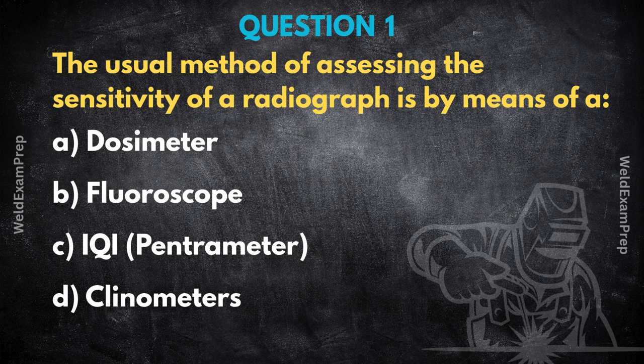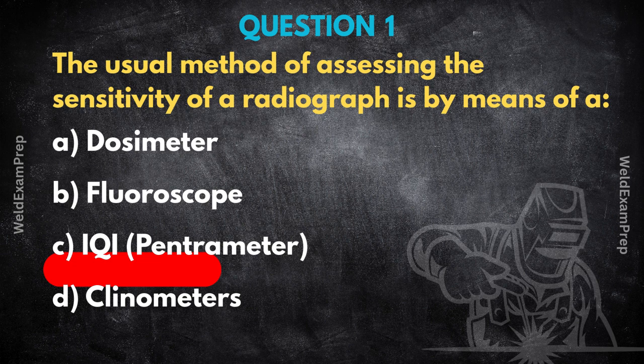The usual method of assessing the sensitivity of a radiograph is by means of A, dosimeter, B, fluoroscope, C, IQI pentameter, or D, clinometers. And the correct answer, the one device required by pretty much every code out there, is C, IQI, which stands for Image Quality Indicator. Also called a pentameter, yes.